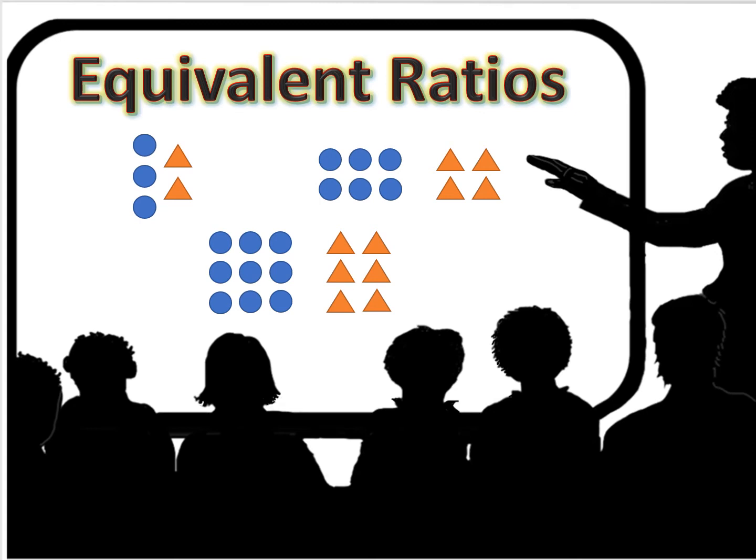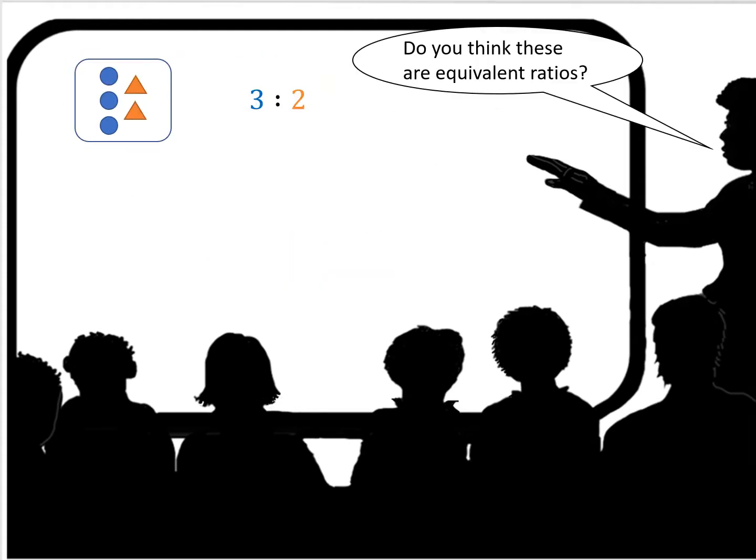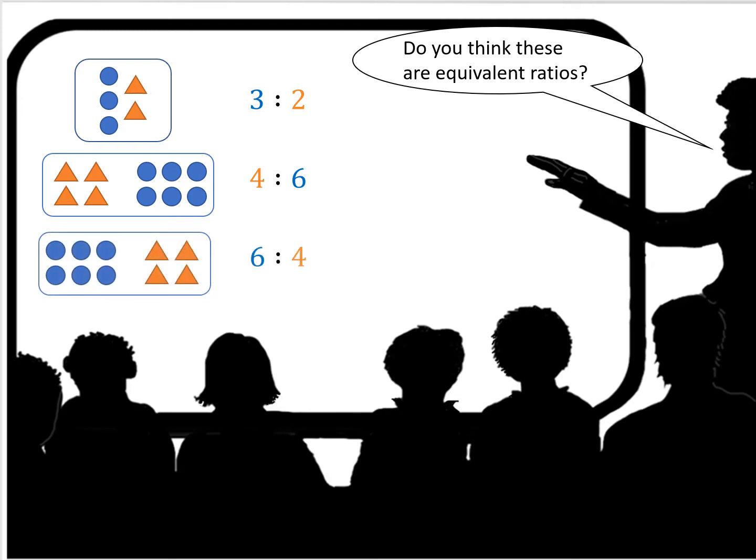This short video will be about equivalent ratios. Do you think these are equivalent ratios? 3 to 2, 4 to 6, and 6 to 4. 3 to 2 and 6 to 4 are equivalent ratios. But 3 to 2 and 4 to 6 are not equivalent ratios.